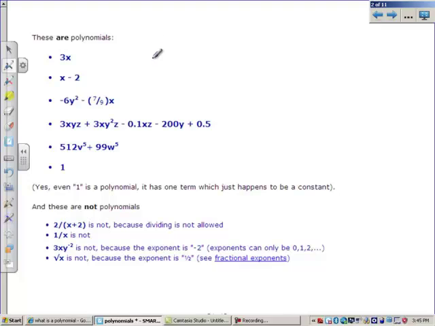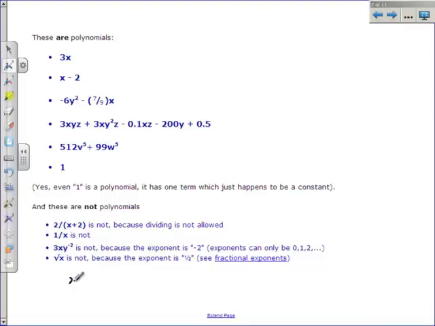Here's some more examples of polynomials. Coefficient of 3, exponent of 1. Here I've got a coefficient that's a fraction. It's okay to have fractions with numbers. You just can't have a variable in a fraction. So these are all examples, and yes, even 1 is a polynomial. And then again, some things that are not a polynomial. You can't divide by an x, can't divide by an x, can't have a negative on an exponent. Here, the square root of x is the same thing as x to the 1/2. So you can't have fractional exponents either.